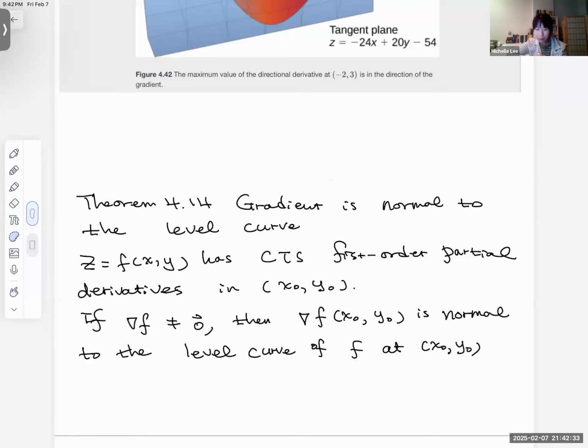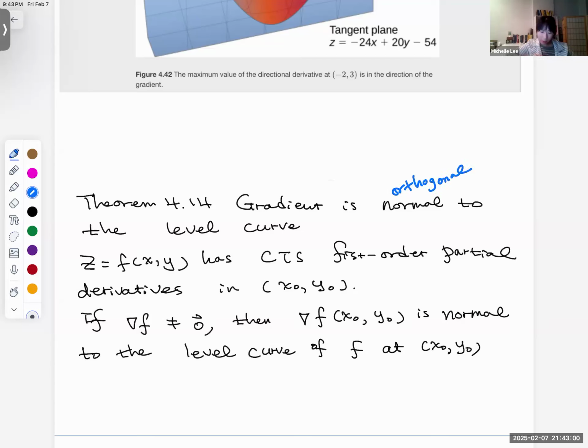Okay, so we have Theorem 4.14: the gradient is normal to the level curve. All right, so we talked about the level curve before. The graph of the level curve we call the contour map, right? What is the normal? Normal means orthogonal, right?